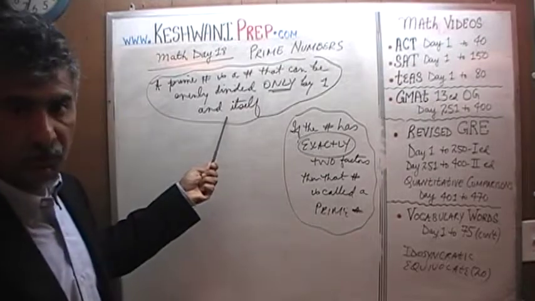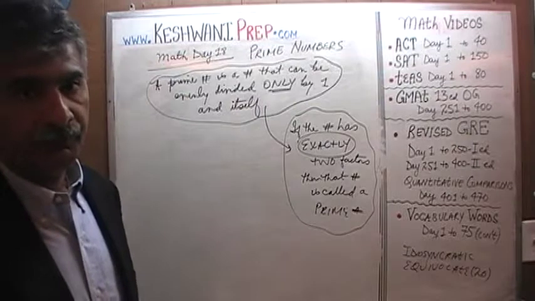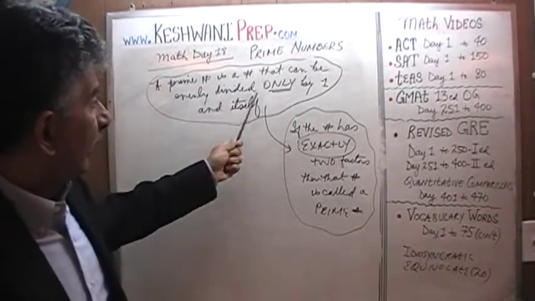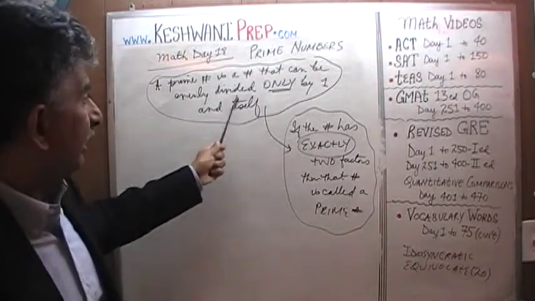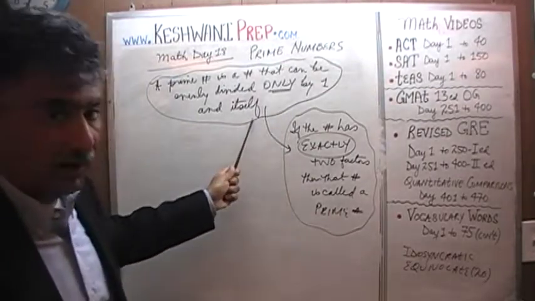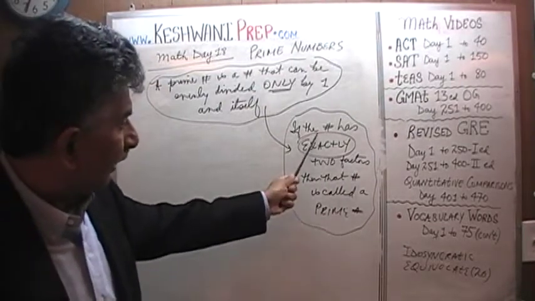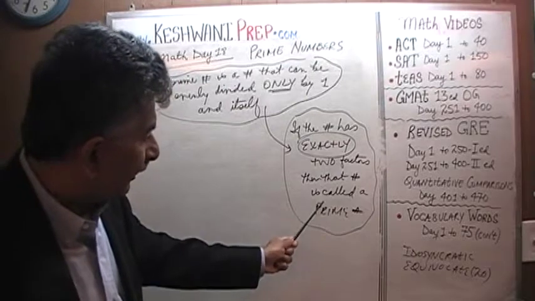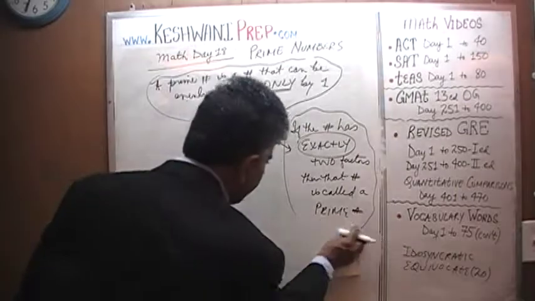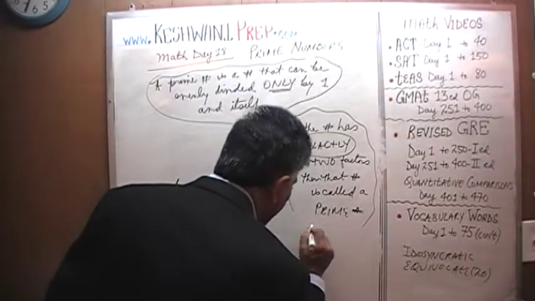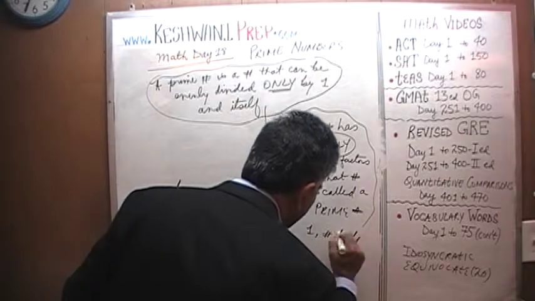This definition that we just put on the blackboard is the exact same thing as this one, just put a little bit differently. Saying that a number can only be divided by 1 and itself, a number that can be evenly divided by only 1 and itself is the same thing as saying that the number has exactly 2 factors. If the number has exactly 2 factors, then that number is called a prime number. The two factors being the 1 and the number itself. Those are the only 2 factors it has.